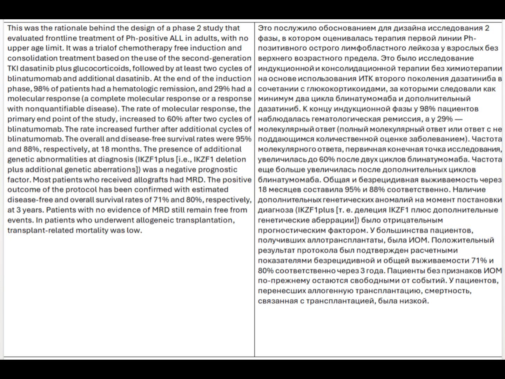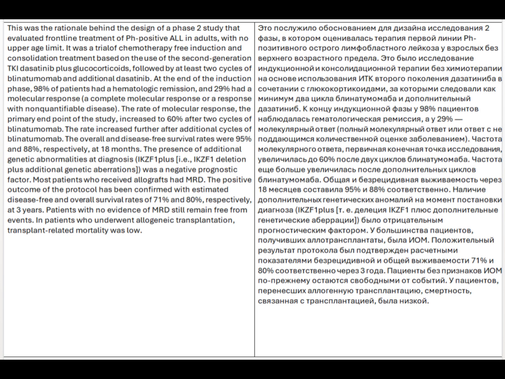At the end of the induction phase, 98% of patients had a hematologic remission, and 29% had a molecular response, a complete molecular response, or a response with non-quantifiable disease. The rate of molecular response, the primary endpoint of the study, increased to 60% after 2 cycles of blinatumomab. The rate increased further after additional cycles of blinatumomab. The overall and disease-free survival rates were 95% and 88%, respectively, at 18 months.